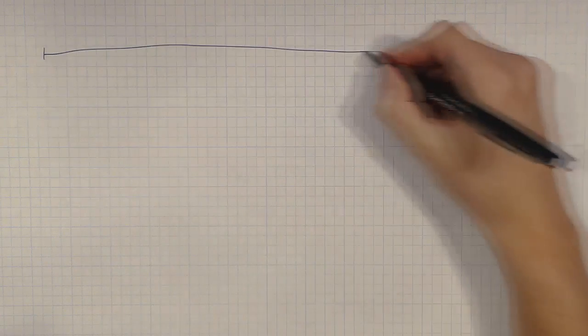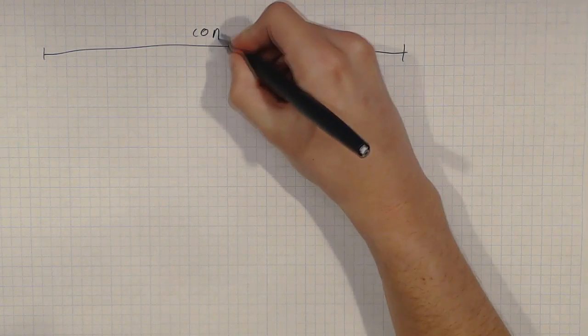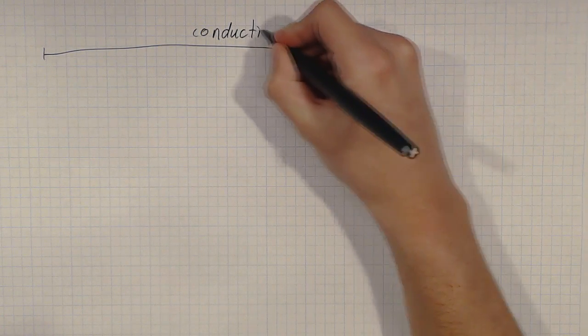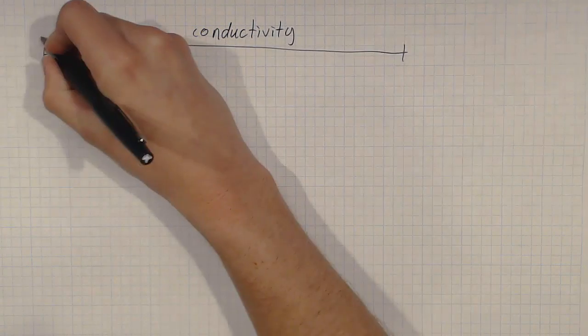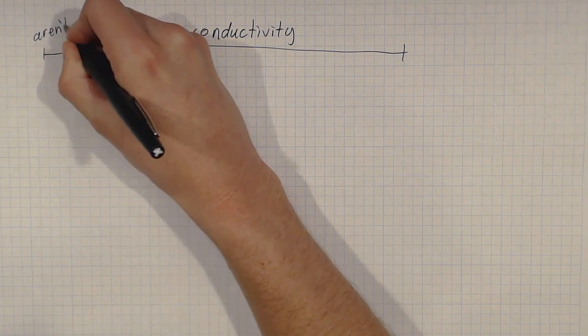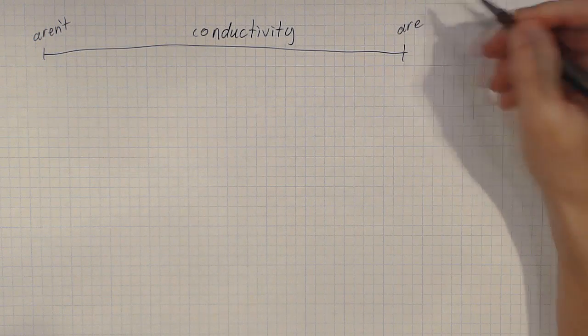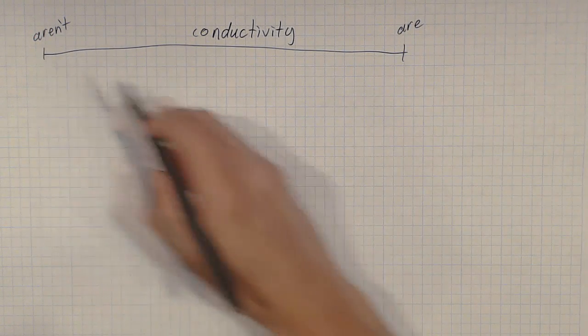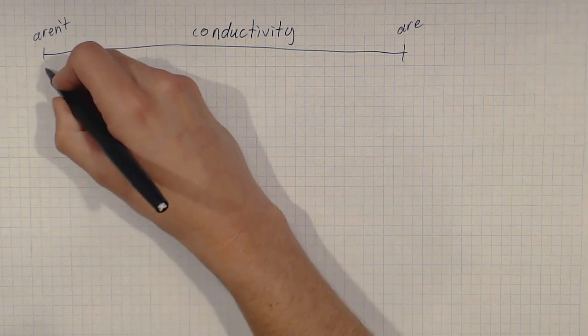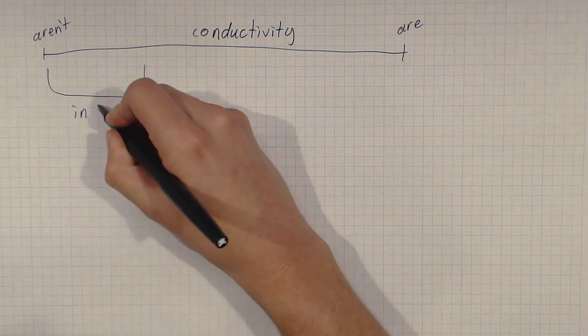Now, the simple answer is that conductors will allow a charge to pass through them, but insulators will not. But that's not really the whole answer. Really, conductors and insulators are on a spectrum of conductivity. And here you have things that aren't conductive, and here you have things that are conductive. This is not conductive at all, and this is perfectly conductive. And over here you have insulators.